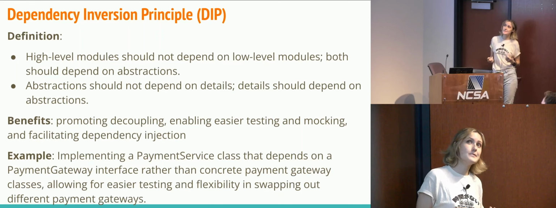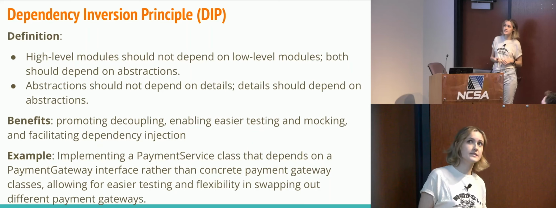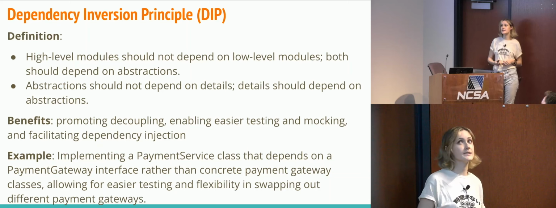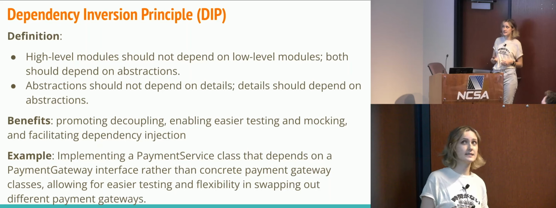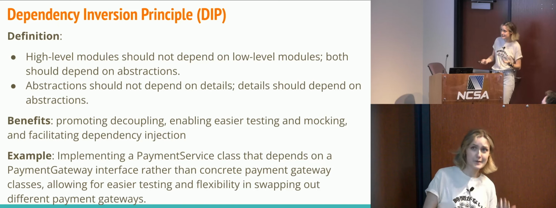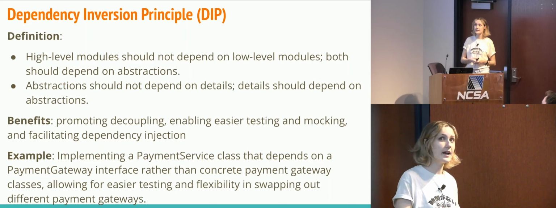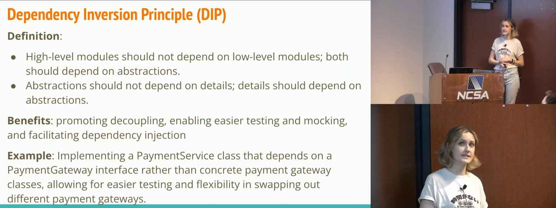And the DIP says that high-level modules should not depend on low-level modules. Both should depend on abstractions. And by a similar token, abstractions should not depend on details. Instead, details should depend on abstractions. The benefits of this are promoting decoupling, enabling easier testing and mocking, and facilitating dependency injection.